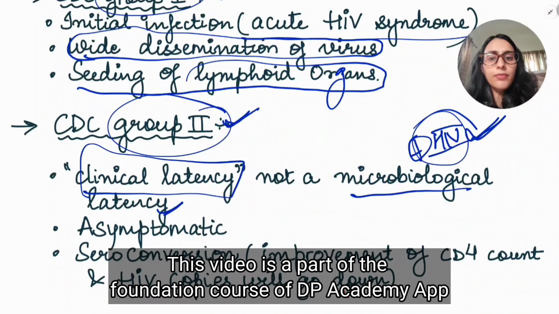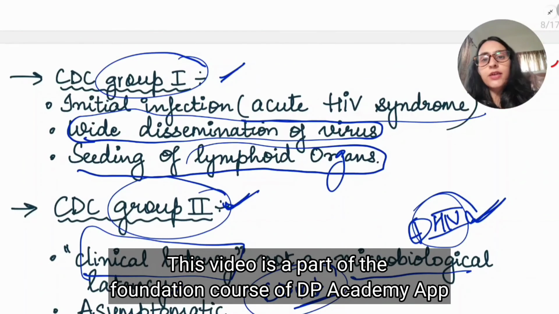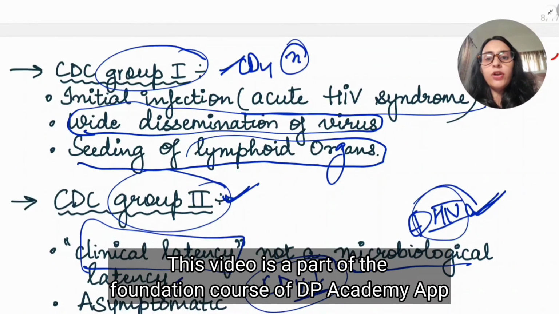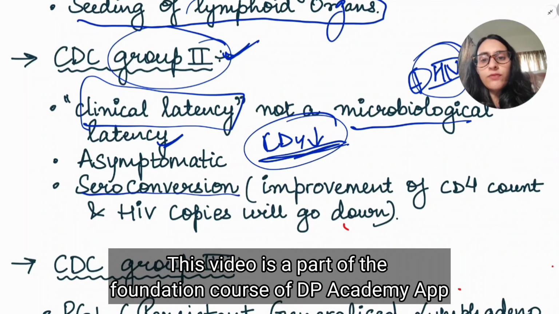See, I told you, clinically there is going to be no symptom, but microbiologically these patients will start showing a decrease in the CD4 count. Microbiologically they are going to show symptoms, so CD4 count is going to decrease. Here in group 1, the CD4 count is normal, but for group 2, CD4 count starts decreasing, but you can see a seroconversion. You know why?